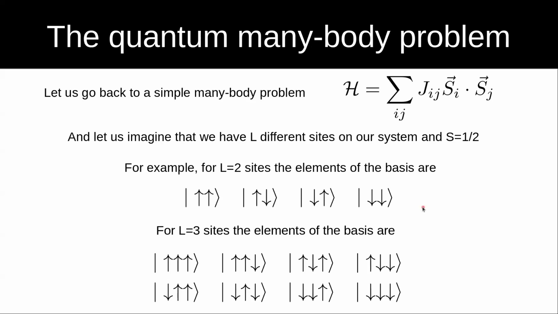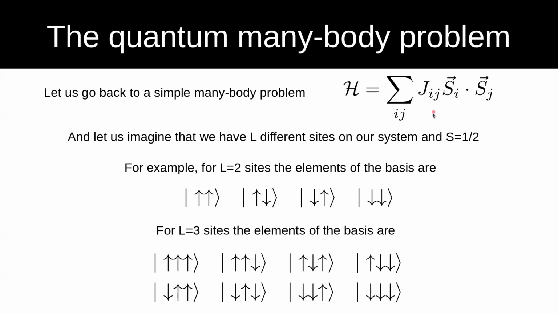So if we now start asking ourselves, well, what happens if we go to bigger systems? What happens if we have L sites instead of just 2 sites? In that case, we will, of course, have more than one exchange coupling. We are going to, in general, have a set of exchange couplings between sites I and J.